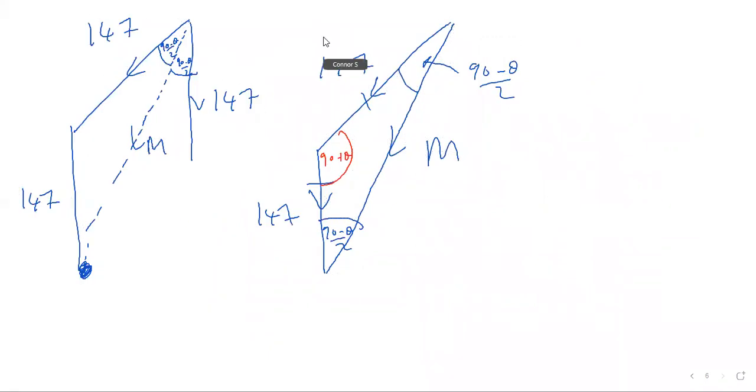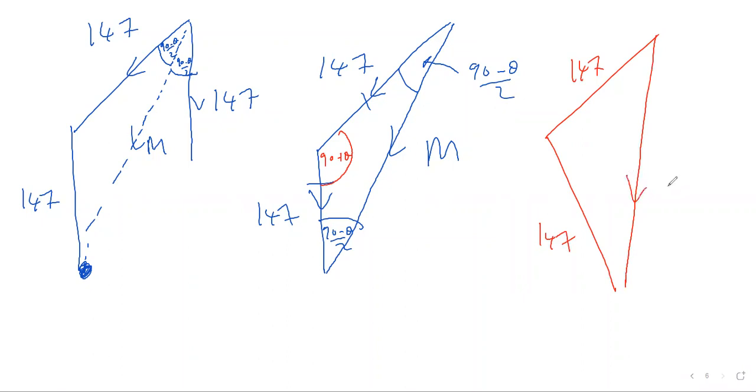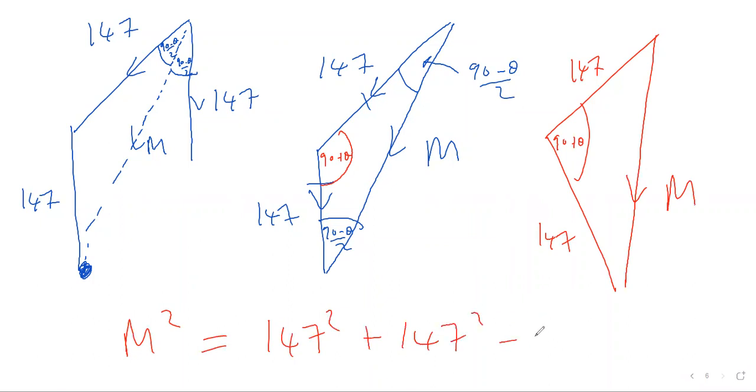So then what we can do is use that cosine rule formula, where, if I just redraw the triangle again, and I'll do it in red. Redrawing that triangle: 147, 147, and the magnitude going down there, which is what we want to calculate. We've got our 90 plus theta there. I used the cosine rule formula, and m squared is equal to 147 squared plus 147 squared, take away 2 times 147 times 147, which is 147 squared, and then times cos of 90 plus theta.